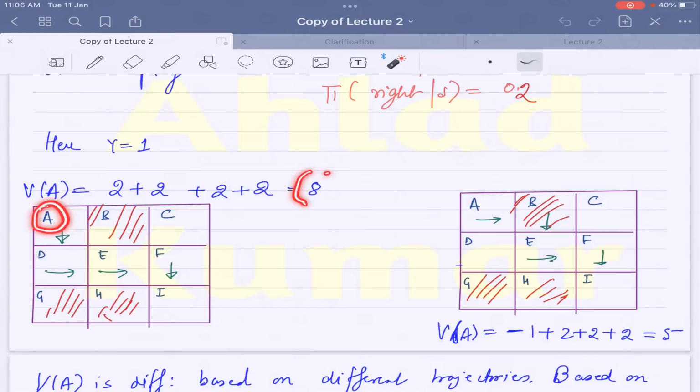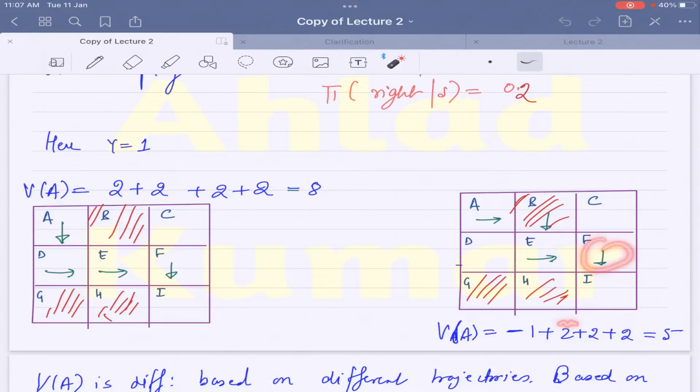In the second possibility, it might be the case that the agent will move from A and take right. If it takes right, it will end up in a prohibited state. So this state is not allowed, as a result of which the agent will be given a negative reward. You can see here we have -1. But after that, once it moves down, this state is allowed, so it will be given a reward of +2.